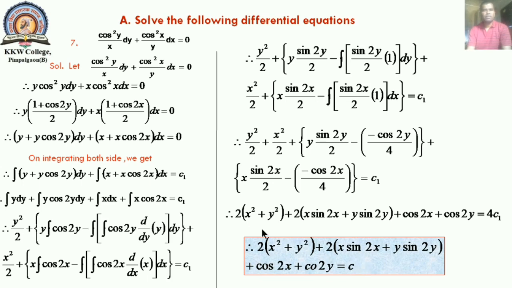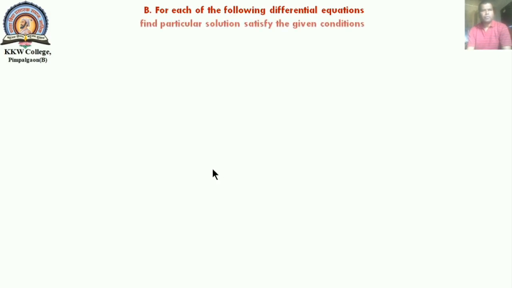Now we'll see the second kind of examples. For each of the following differential equations, find the particular solution satisfying the given condition. To find the particular solution, firstly we have to find the general solution. Then by substituting the given values, we'll find the arbitrary constant present in the equation, and you get the particular solution. For that, the first example is 3 e raised to x tan y dx plus 1 plus e raised to x sec square y dy is equal to 0, when x is equal to 0 and y is equal to pi by 4.